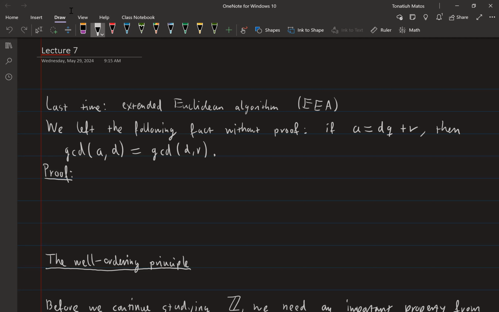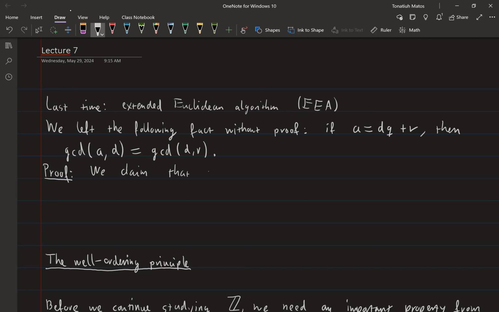So the reason this works is actually quite simple. We claim, as part of the proof, we are actually going to prove something stronger. It's not just the fact that the greatest common divisors between these two pairs of numbers are the same, but I claim that these two pairs of numbers actually have all divisors in common.